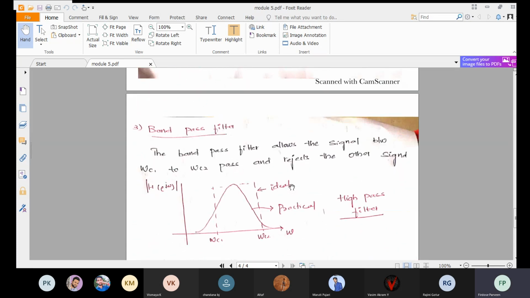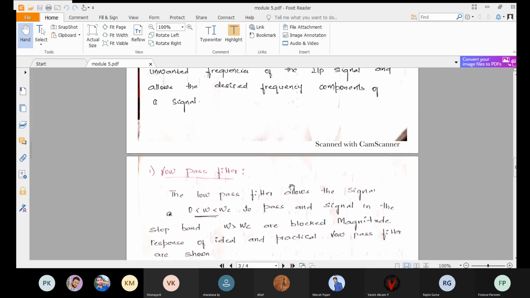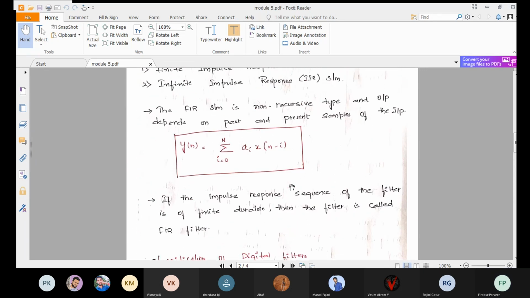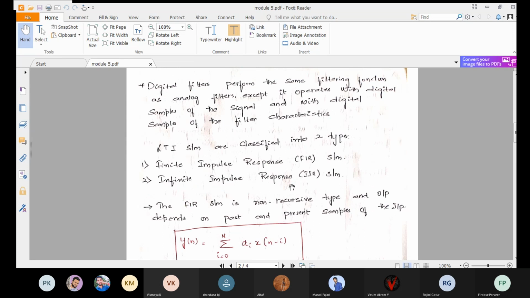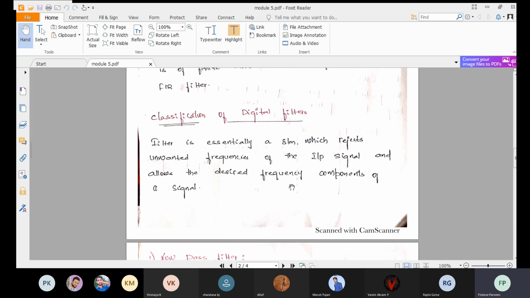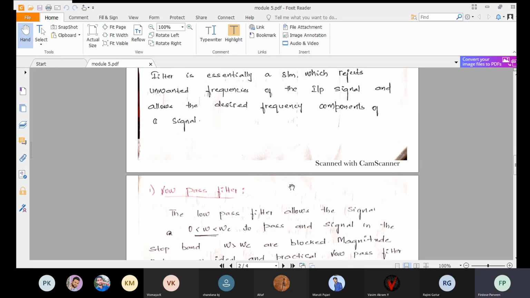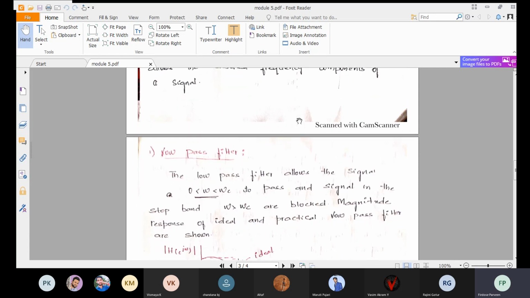band pass filter and band reject filter. So coming to the first thing, that is low pass filter. A filter is essentially a system which rejects unwanted frequencies of the input signal and allows the desired frequency components of a signal. Low pass filter.